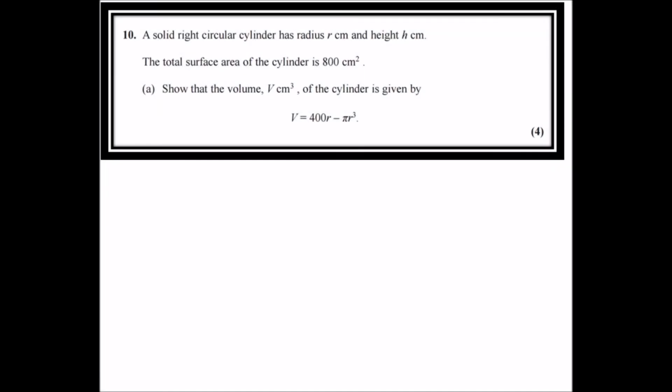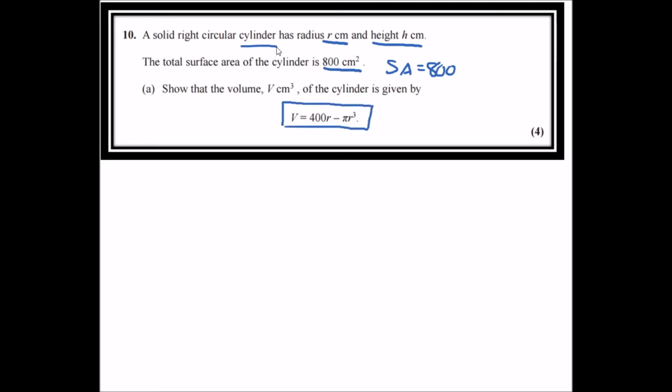Right guys, let's have a look at question 10, which involves differentiation. Here we are given a solid circular cylinder which has radius r centimeters and height h centimeters. We know that the total surface area is 800, so we know straight off the bat that the surface area equals 800 centimeters squared. Show that the volume of the cylinder is given by this expression.